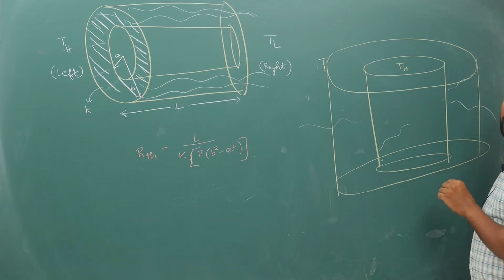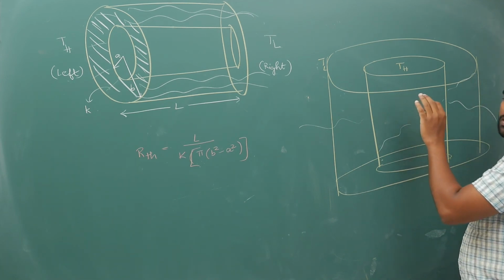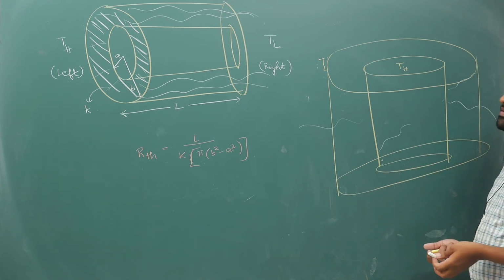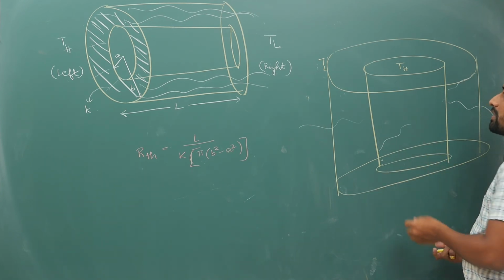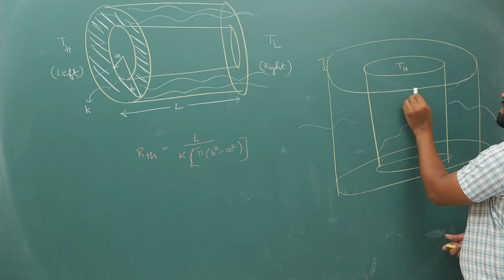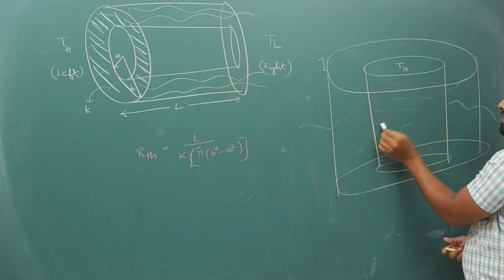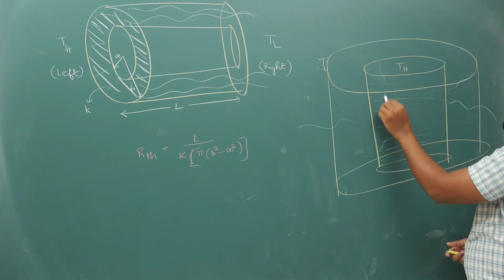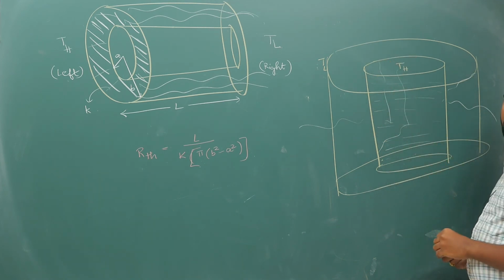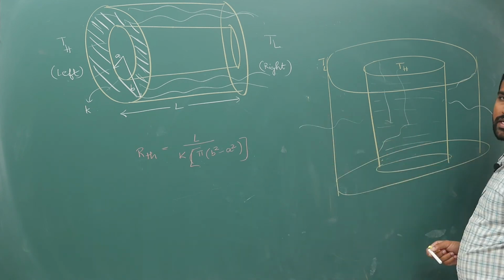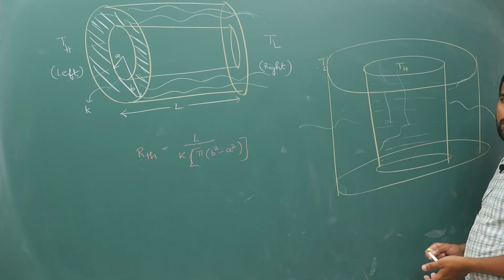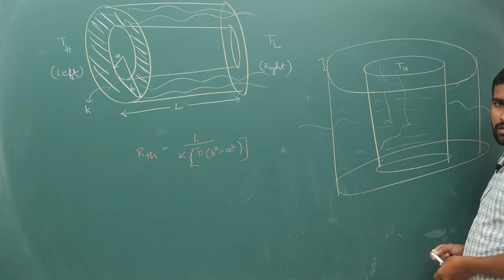Here your hot body is in the middle and it is pumping out energy everywhere, like a tea flask in which you have poured hot tea. Now when you pour hot tea here, what happens? It sends out heat energy radially outwards everywhere. Wherever you catch it, your hands will get burnt.